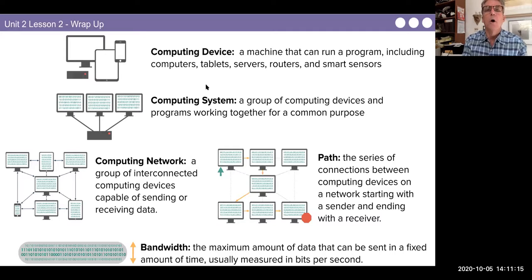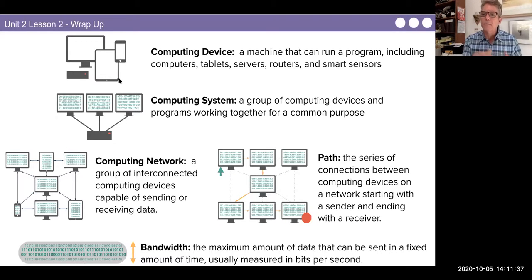All right, so just remember these. Computing device is the individual. It's a machine that can run a program. Computing system is a group of computing devices and programs working together for a common purpose. A computing network is a group of interconnected computing devices capable of sending or receiving data.